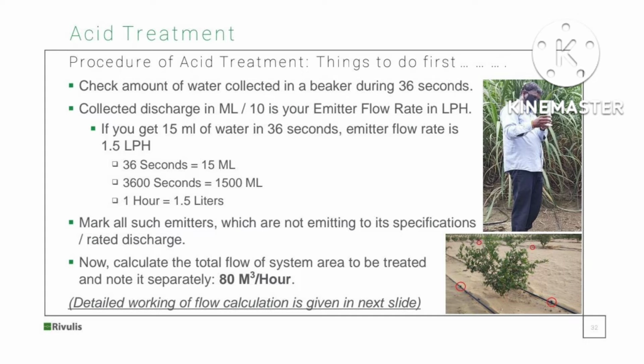Mark all such emitters which are not emitting to their specification per rated discharge. Now calculate the total flow. Total flow of the system area to be treated, note it separately: 80 meter cube per hour.